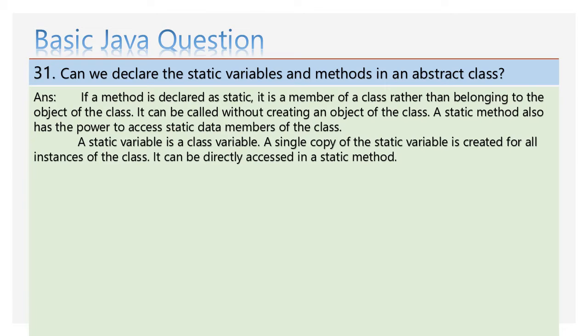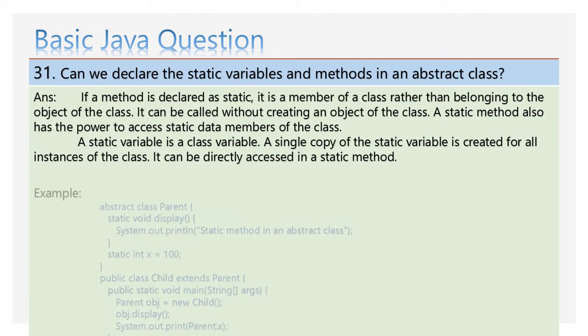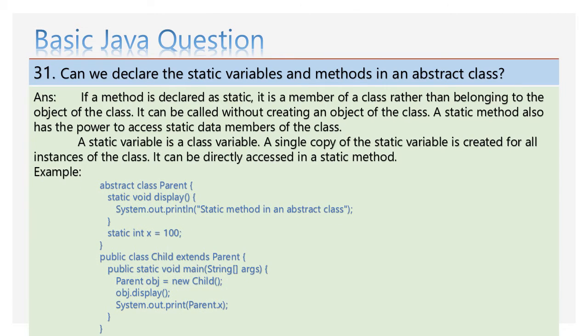A static variable is a class variable. A single copy of the static variable is created for all instances of the class. It can be directly accessed in a static method. Let's see the example below. Here we are trying to call the display method with an object, but it will say static method should be accessed in a static way, that is directly.